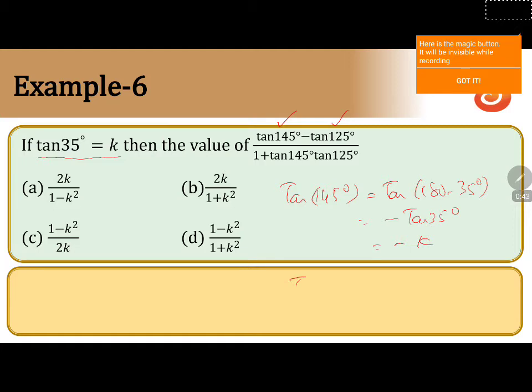Now tan 125 degrees is equal to tan of 90 plus 35, which is minus cot 35, which is minus 1 by tan 35, which is minus 1 by k. So we will substitute these values in this expression.